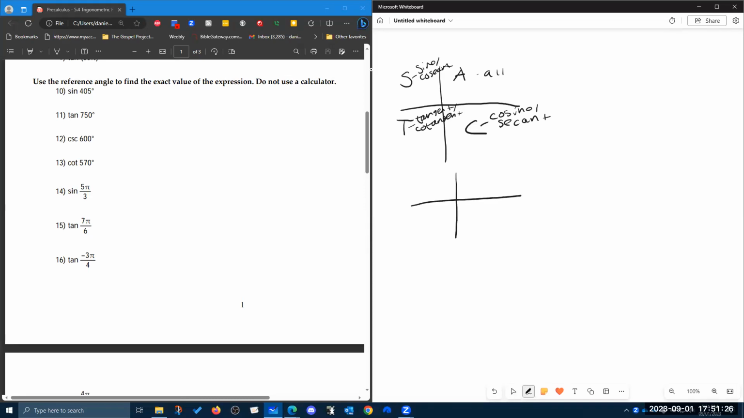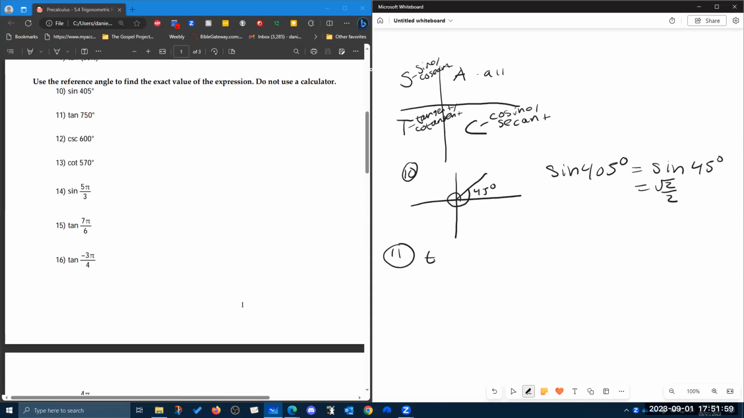For instance, in the first problem, problem 10, 405 degrees, we've gone more than 360 degrees, and we've gone another 45 degrees. So our reference angle is 45 degrees, and the sine of 405 degrees, since we are in quadrant 1, is equal to a positive sine of 45 degrees, which is the square root of 2 over 2.